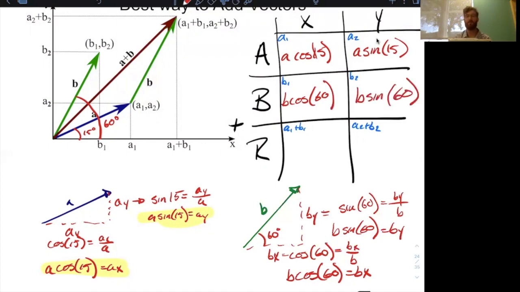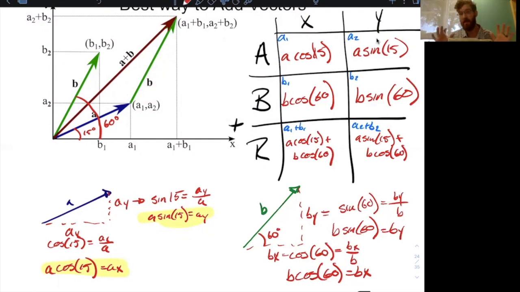How do you find the resultant? How do you find these? All you have to do is add them together. It's one of the easiest things we can do. We know that our X components are going to be A cosine of 15 plus B cosine of 60. Here for our Y components, A sine of 15 plus B cosine of 60. We have found our X and Y values.